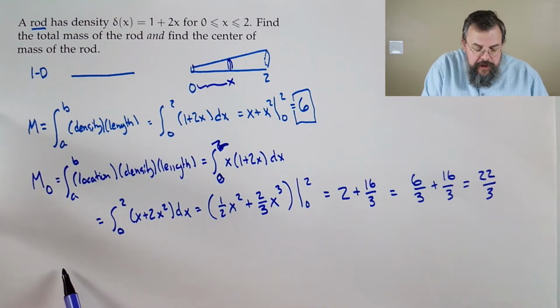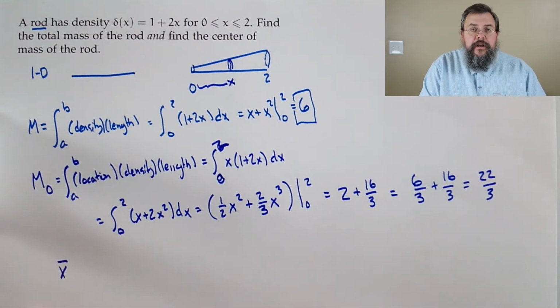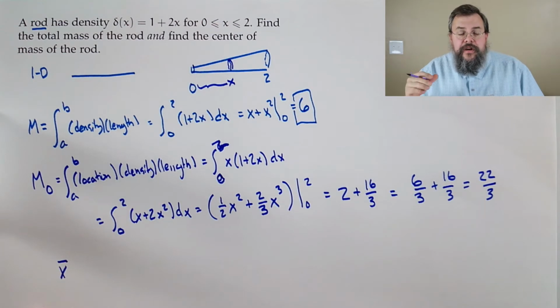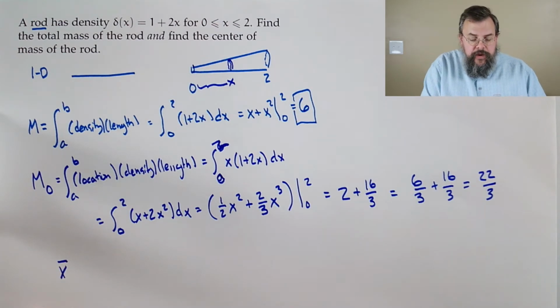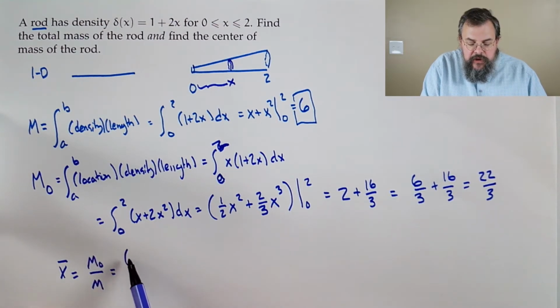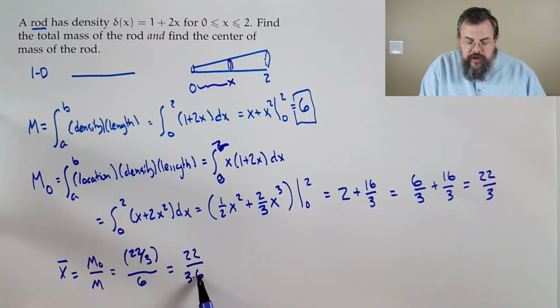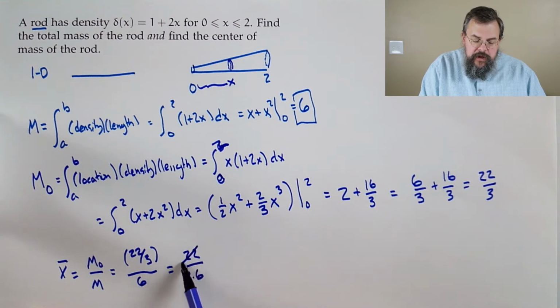So we have the center, x bar. Whenever you see a bar, think of it as our average. So our average x, the center of our mass, is m0 over m. That's 22 over 3 divided by 6. You can simplify that. That's 22 over 3 times 6, and notice that we can cancel, because 22 is 11 times 2.